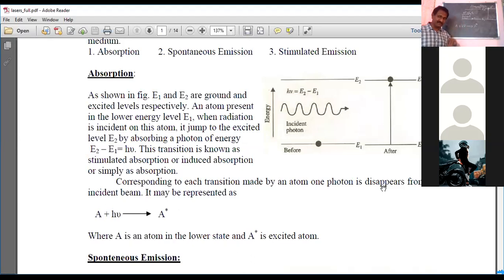Absorption has some other names also, which is also known as induced absorption or stimulated absorption. What is the meaning of stimulated absorption or induced absorption? Well, the meaning is nothing but that it is being forced to absorb the energy. Forced to, stimulated or induced.